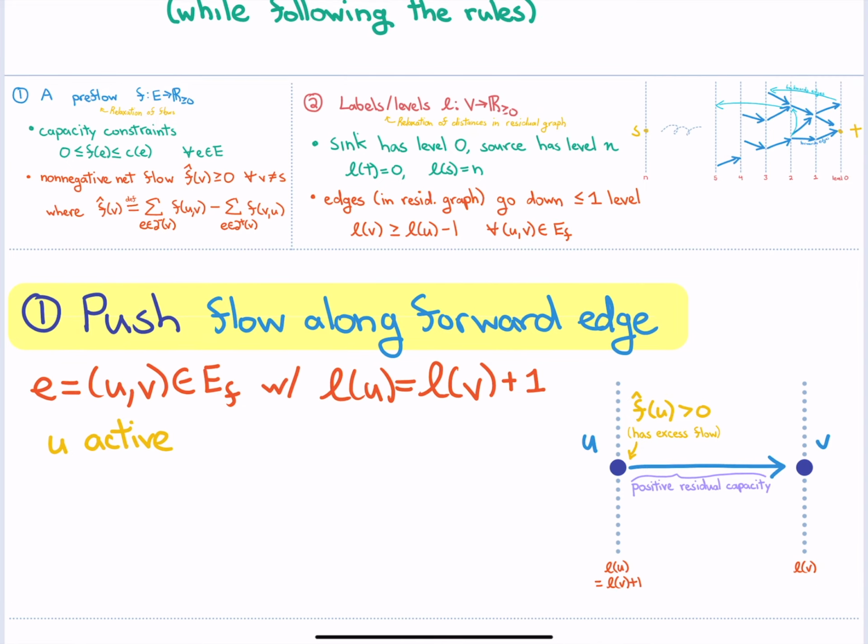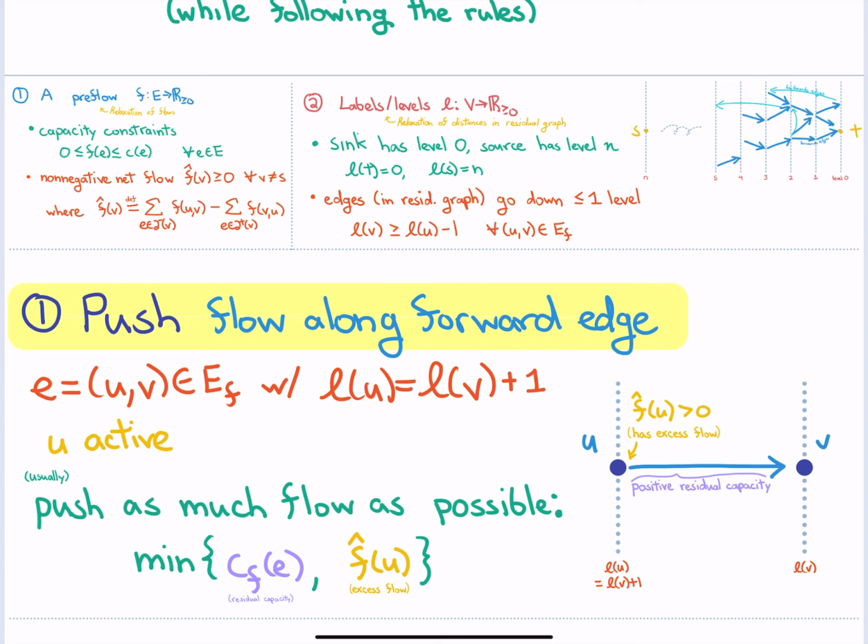Oh, okay, good. I have some better pictures. Maybe this is redundant with my hand waving, but it's okay to be redundant. When I say pushing flow along a forward edge, I'm picking some vertex U that has excess flow, and I'm only looking at the edges that go down one level. So it goes to some vertex V where the level is one less. Usually when I find such an edge, I'll try to push as much flow as I can.